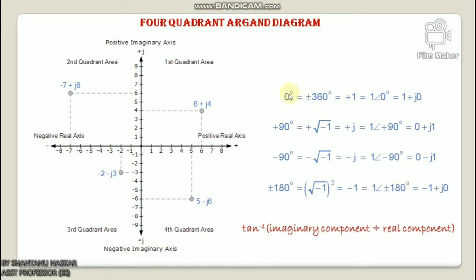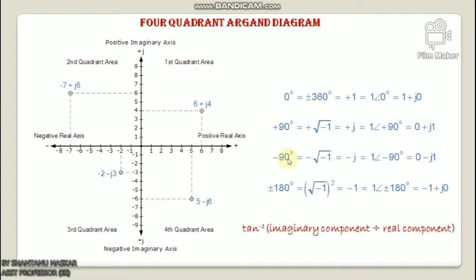So look here, if this is 0 degrees, which equals plus or minus 360 degrees, that means a complete rotation, which equals 1, and we can write in polar form 1 angle 0, and in rectangular form 1 + j0. At positive 90 degrees, which means plus root over minus 1, which equals j, in polar form we can write 1 angle positive 90, which equals, in rectangular form, 0 + j1.